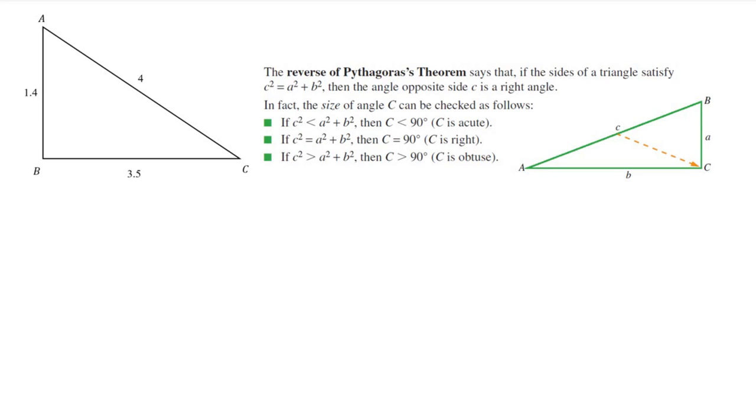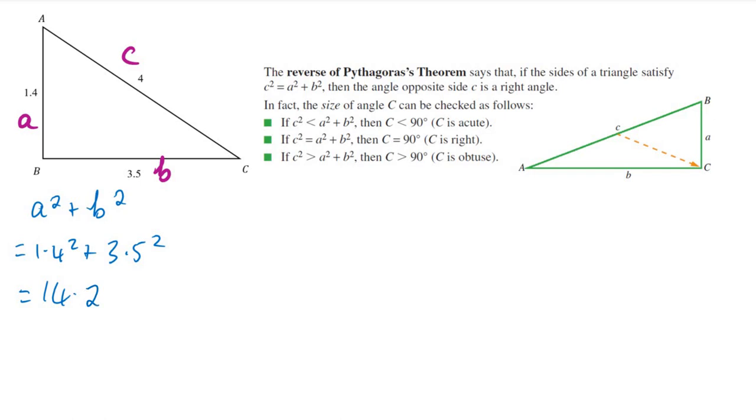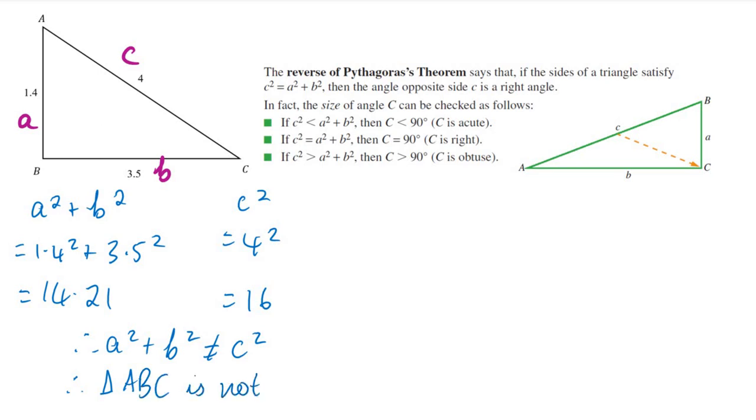Following on from that, we can also use this to determine if something is not a right-angled triangle. So here, where I check a squared plus b squared, shorter sides being a and b, potential hypotenuse being c, 1.4 squared plus 3.5 squared is equal to 14.21. C squared here is equal to 4 squared, which is 16. So a squared plus b squared does not equal c squared. Therefore, triangle ABC is not right-angled.